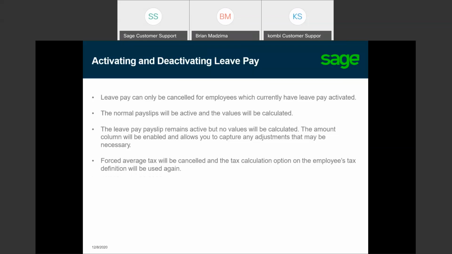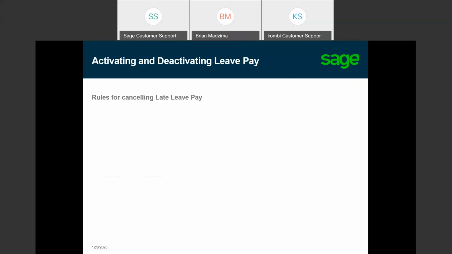Forced average tax will be cancelled, and the tax calculation option on the employee's tax definition will be used again. UIF will also then calculate normally, and the UIF earnings limit will be applied.